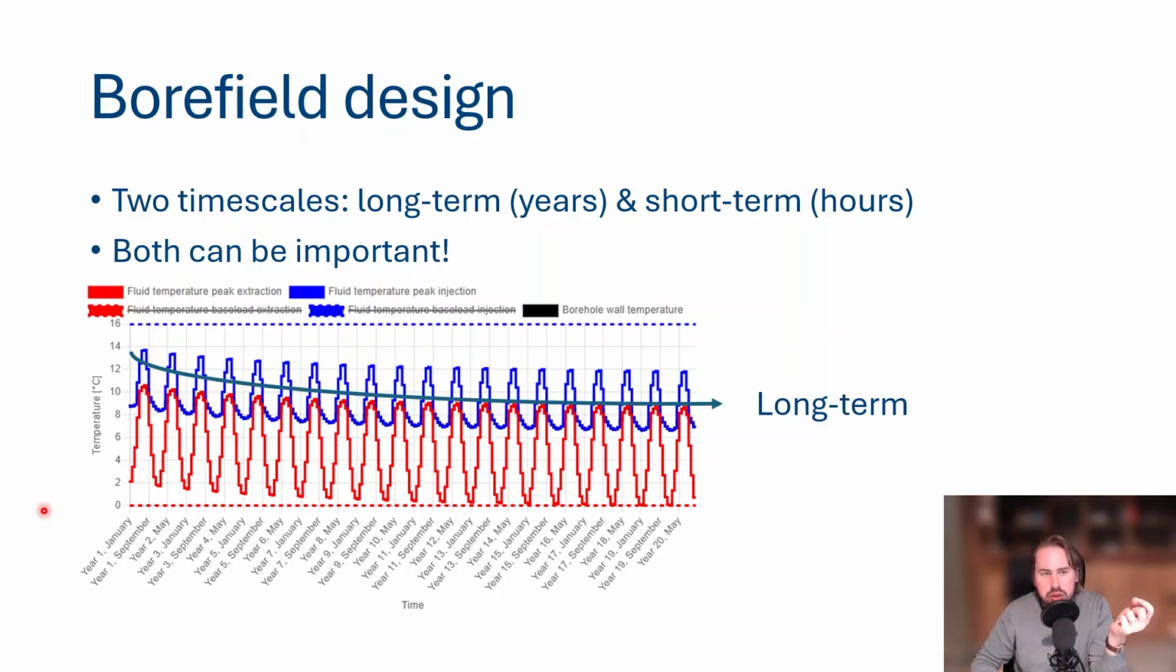So when we have the long-term effect, we see this as a yearly temperature drift caused by the difference between heating and cooling, or I should say extraction and injection.